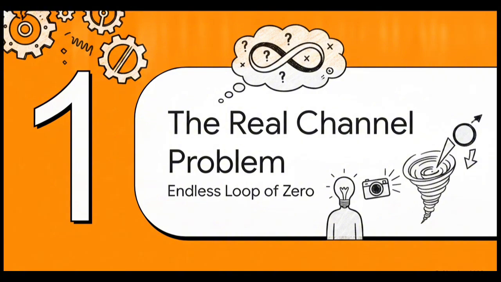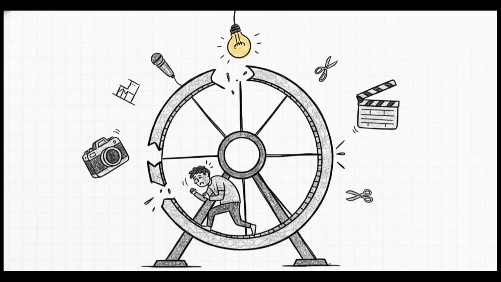Section 1. The real channel problem. Let's look at why just asking AI for ideas is a guaranteed trap. This right here is what we call the endless loop of zero. This disjointed, chaotic method is exactly why so many creators burn out before they ever see a dime.